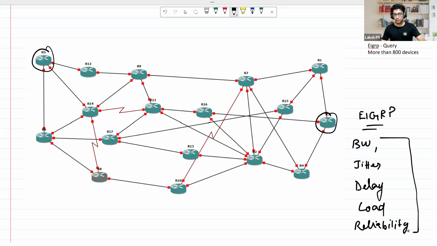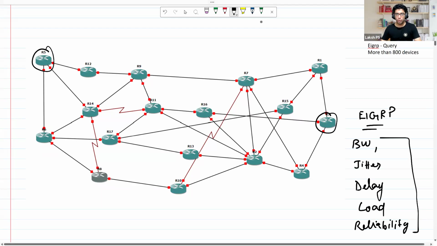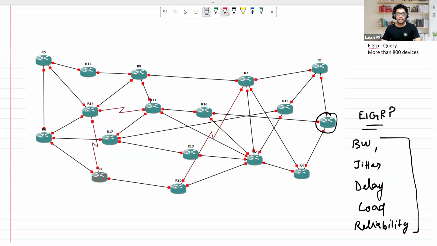Another thing, in a service provider network, as I said, there are a lot of devices. And in EIGRP, if it goes beyond 700, 800 routers in the network, the processing of EIGRP becomes very slow. So imagine what is going to happen in the service provider network. Let's say R5 fails for some reason. For some reason, the link between R5 and R6 fails. So what is R5 going to do?